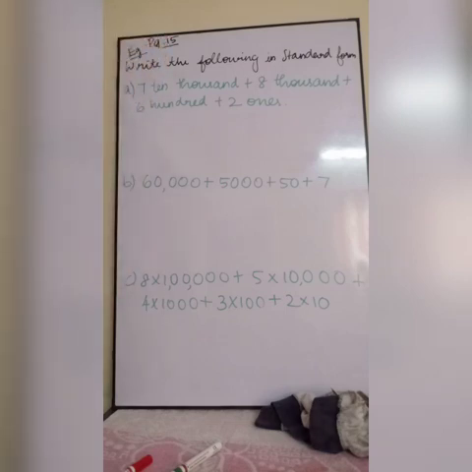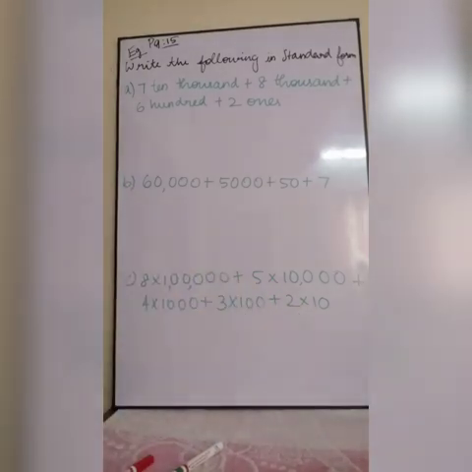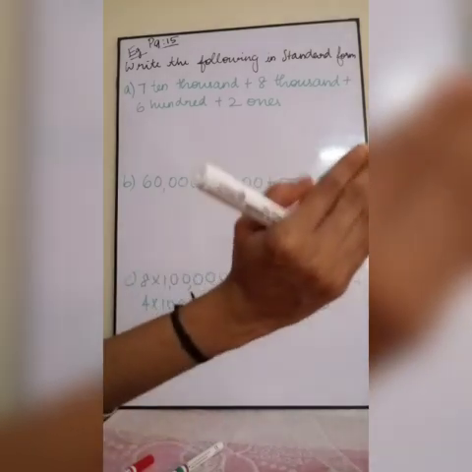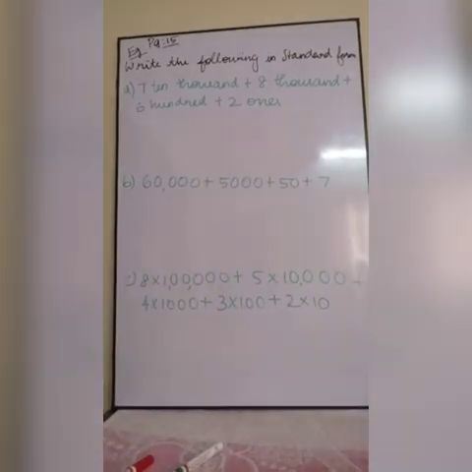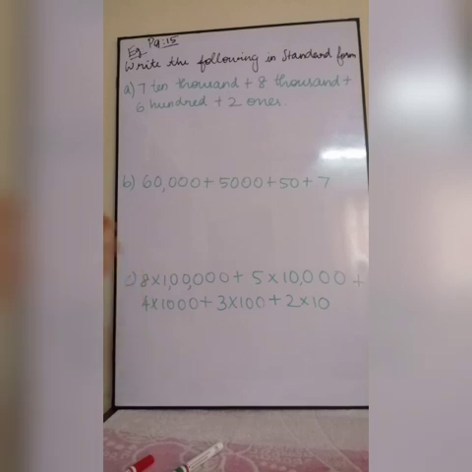Next is your second example. This also is present on page number 15. Now what you are going to do is write the standard form for this expanded form. Standard form means the number which is expanded, that we have to shorten and write. That is our standard form.